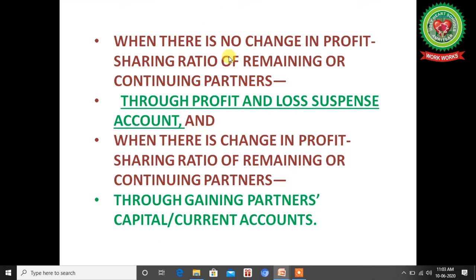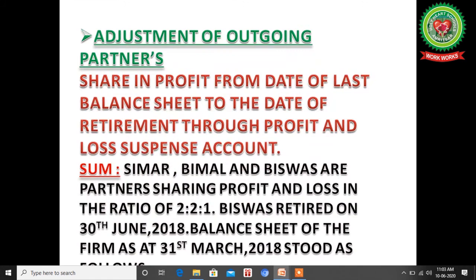So in conclusion, when there is no change in the profit sharing ratio of the remaining or continuing partners, then it is through the profit and loss suspense account. If there is a change, then through the gaining partners' current account. If not changed, then profit and loss suspense account. If changed, then gaining partners' capital or current account. Adjustment of the outgoing partner's share in the profit from the date of the last balance sheet to the date of retirement is through the profit and loss account.